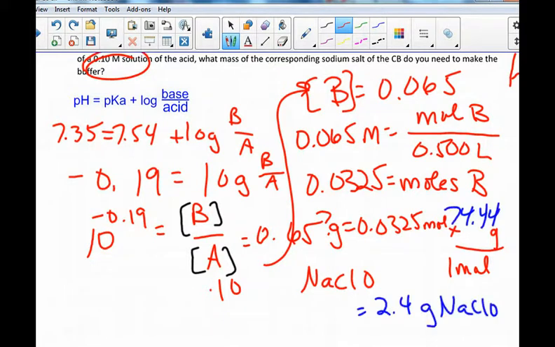All right, I found the molar mass of NaClO is 74.44. I hope you did too. And I multiplied the two together and I got 2.4 grams of sodium hypochlorite. I hope that made sense to you.